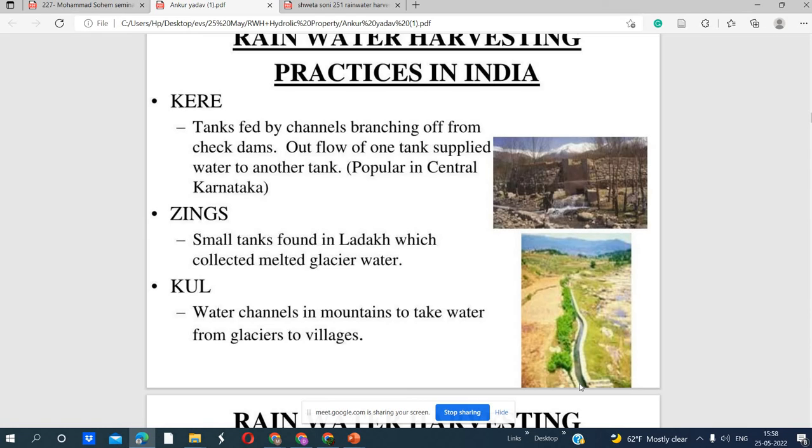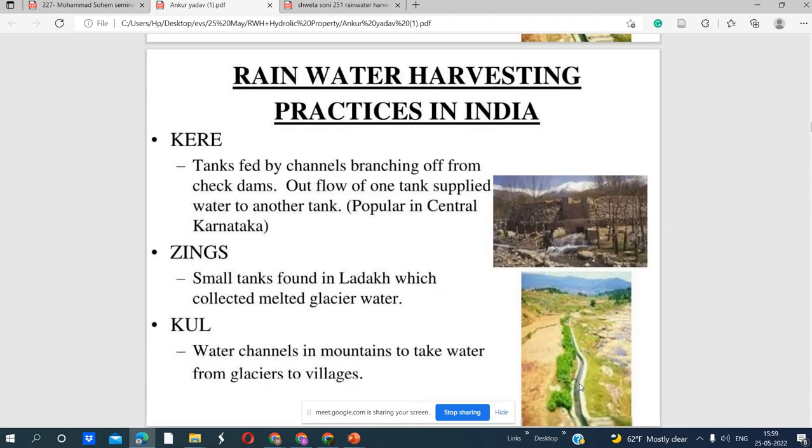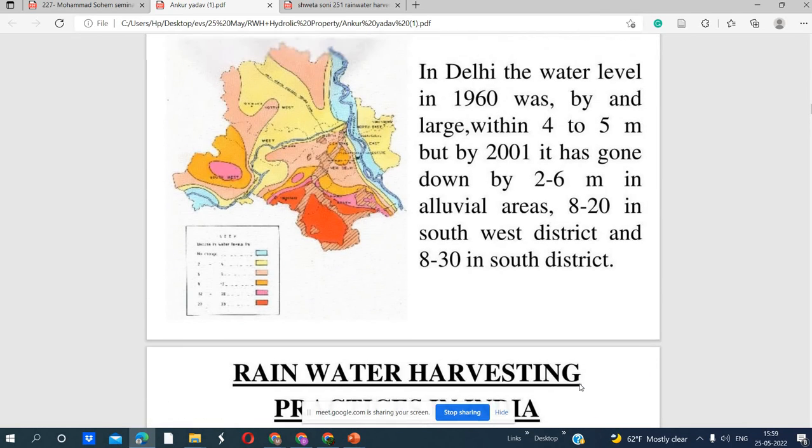Then surface runoff harvesting and groundwater recharge are the methods of rainwater harvesting practiced in India. Next slide, please. So these are the different areas.